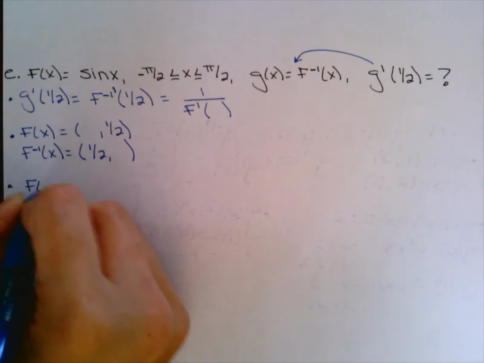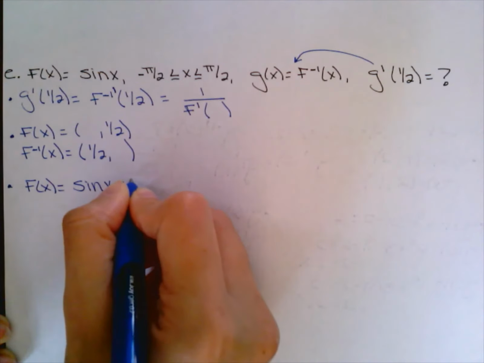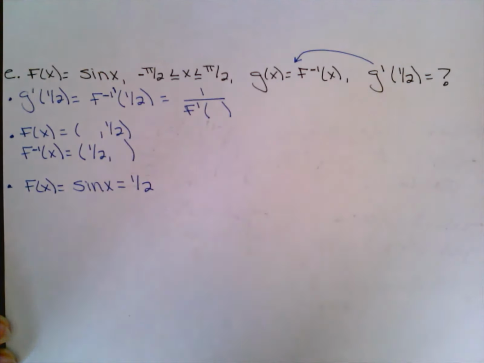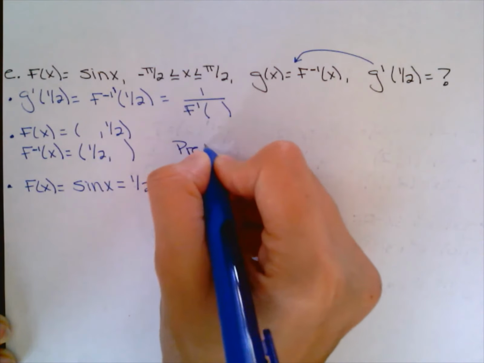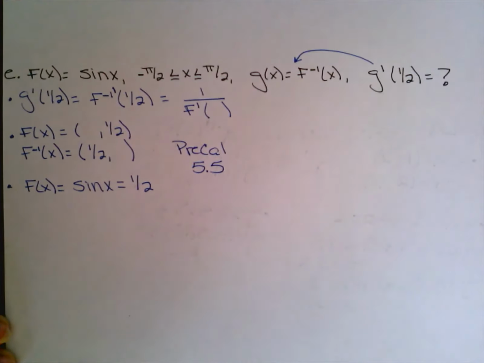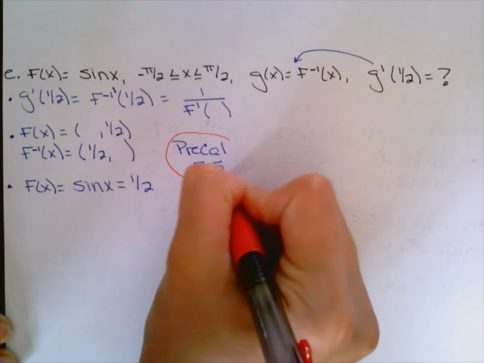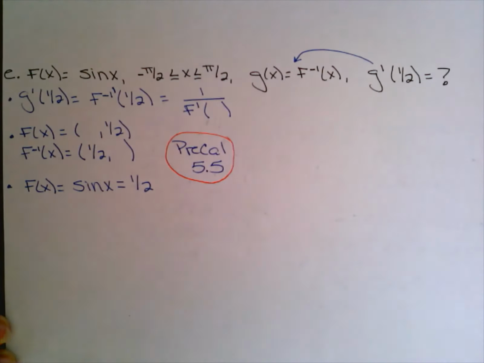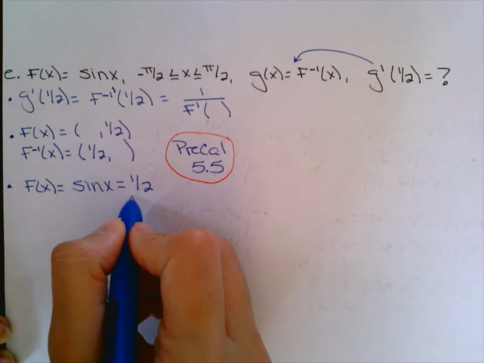So my function is sine of x. That means my function, sine of x, is going to have a y value of 1/2. Okay? Now this next bit of information I'm going to show you is going to come from, in case you need a refresher, pre-cal 5.5, and that is solving trig functions. Okay, so if you need to go back to the YouTube videos in pre-cal 5.5, you can get a recap on that. So the question here is, what x value for sine equals 1/2?